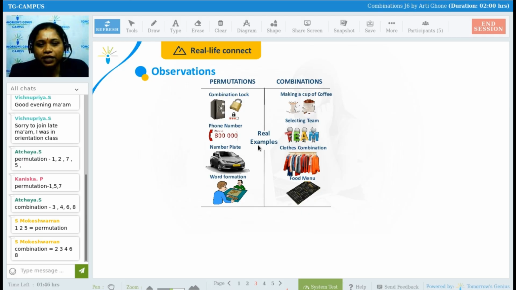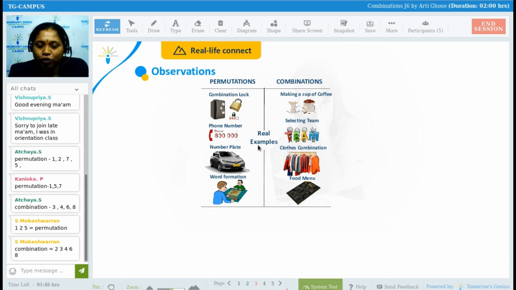What is required to make a tea? Any 3 ingredients out of the given ingredients like milk, sugar and tea powder, right? No, so this is a combination because it doesn't require arrangement. It's a making, so it's not an arrangement. Clear?